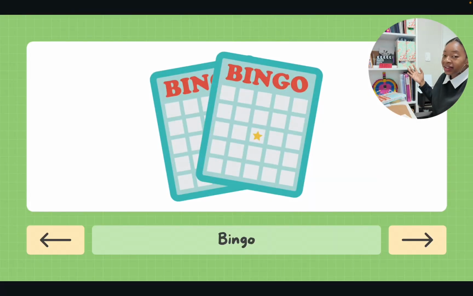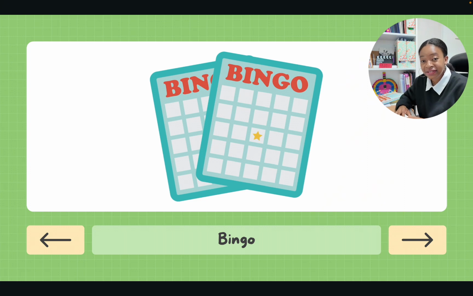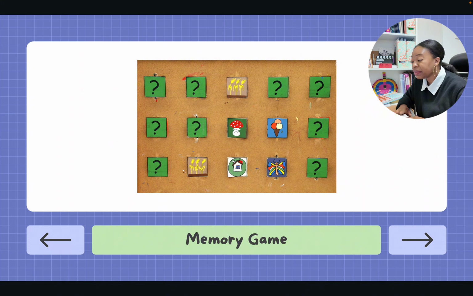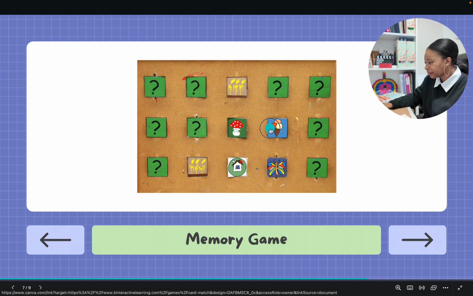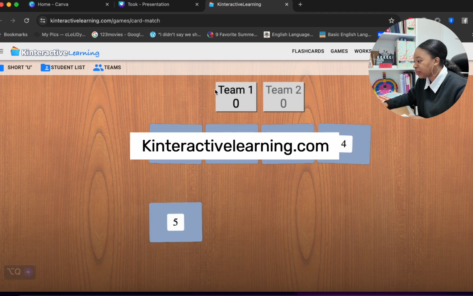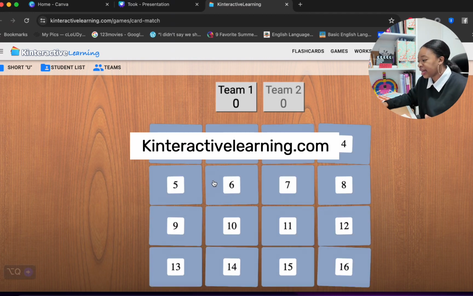Bingo. You can always play a good old game of bingo, and there are different types of variations of bingo, so look into that. You play memory games. Again, I've told you about memory games online. I think there are some memory games that you can play. This is a matching card game, nice and easy, that you can do.